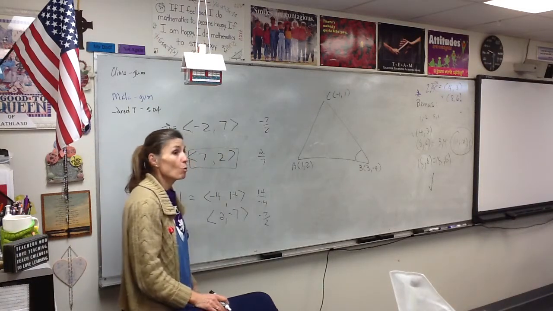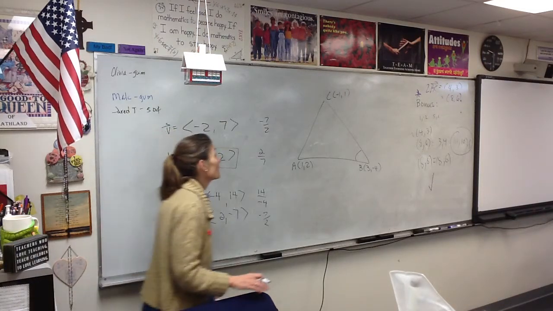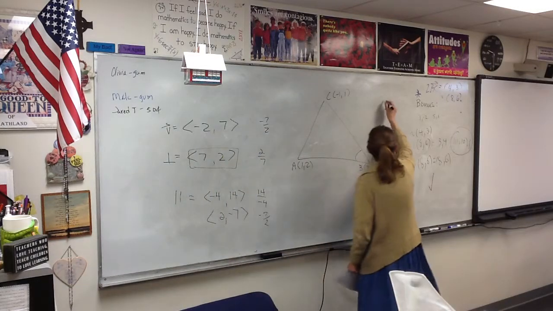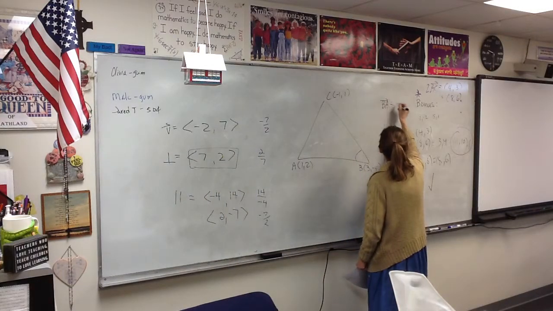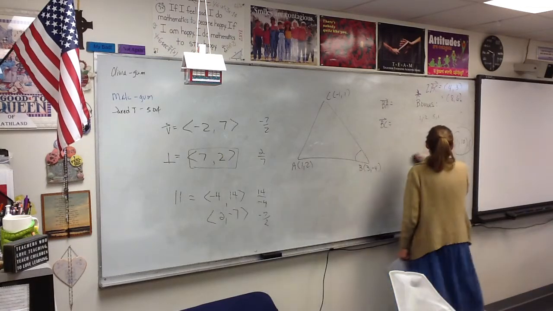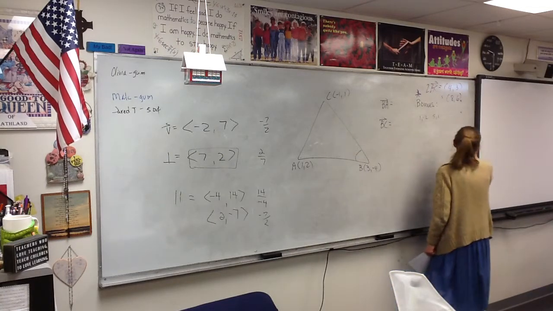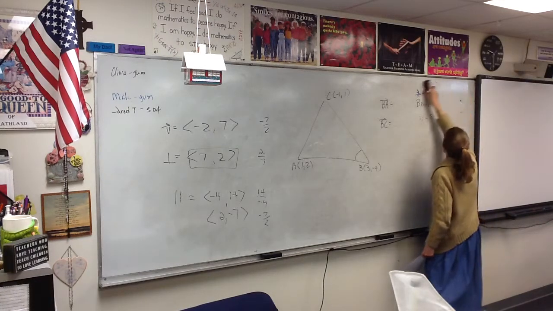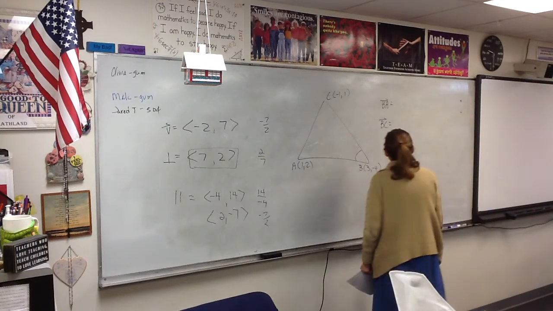Got to find the vectors. What vectors? BA and BC. Very good. Yesterday we had some people find the wrong vectors. You can do the area with the wrong vectors, but you cannot find angle B with the wrong vectors. You've got to have the right vectors.